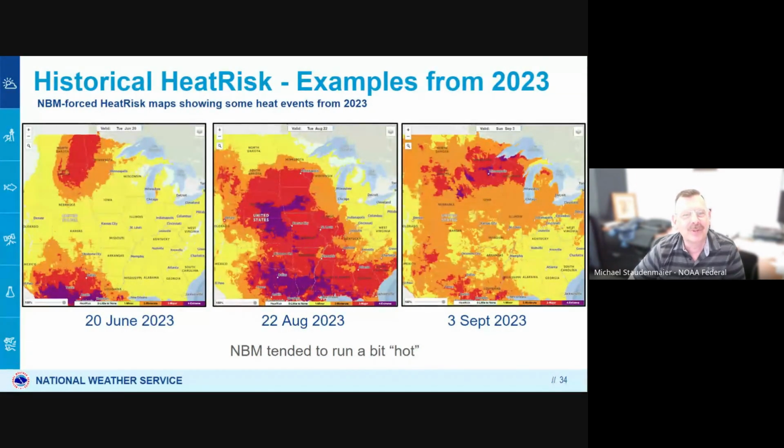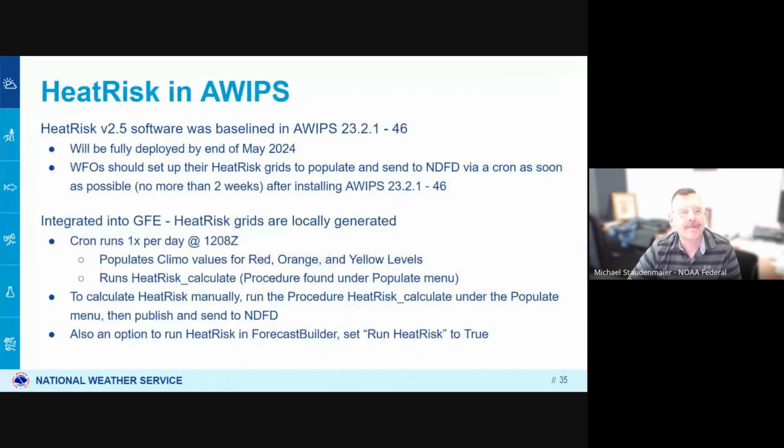While the temperatures were just a bit too warm in the NBM data when compared to station observations, you can get an idea of how heat risk looks spatially during events such as these. And now I'll hand it back to Kim to bring us home.